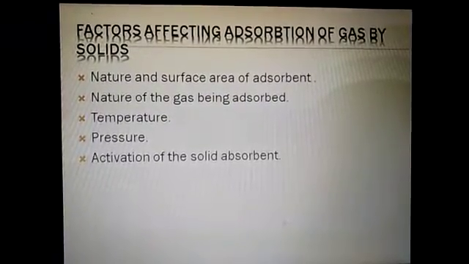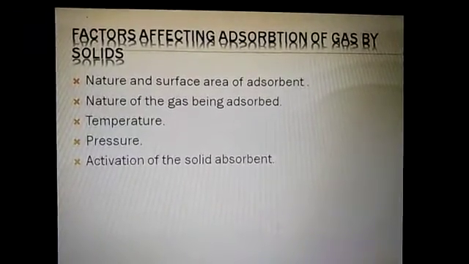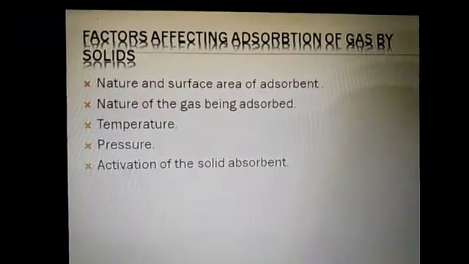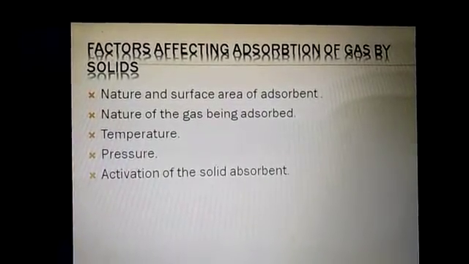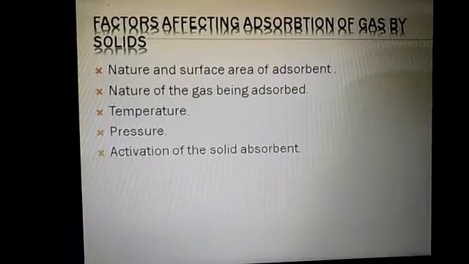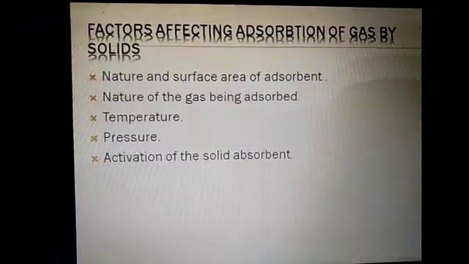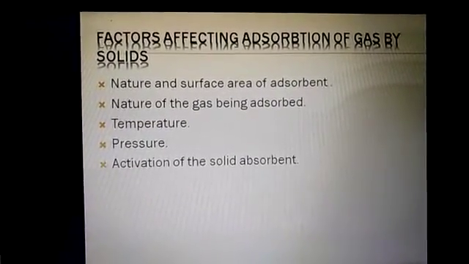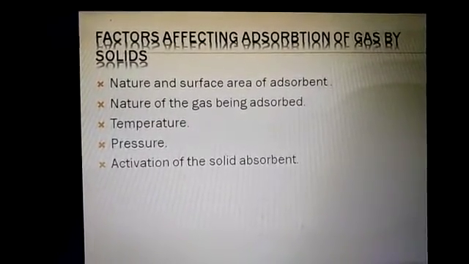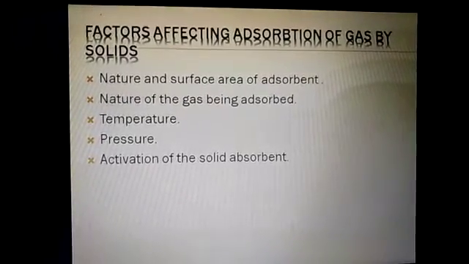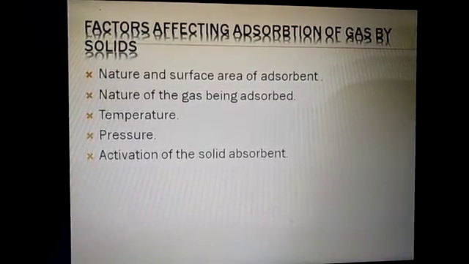The next factor is pressure. At constant temperature, the adsorption of a gas increases with increase of pressure. It is observed that at low temperature, the adsorption of the gas increases very rapidly as the pressure is increased. The activation of the solid adsorbent means increasing the adsorbing power of the adsorbent, which is usually done by increasing the surface area of the adsorbent. This can be done by making the surface of the adsorbent rough, by subdividing the adsorbent into smaller pieces, or by removing the gases which are already adsorbed over the surface of the solid adsorbent.